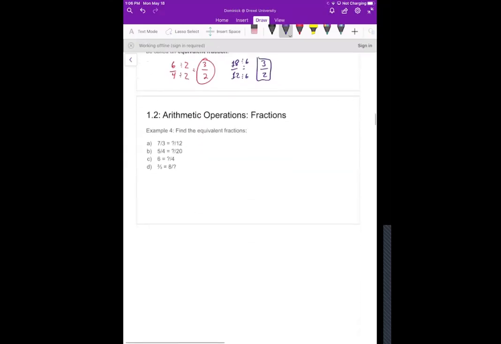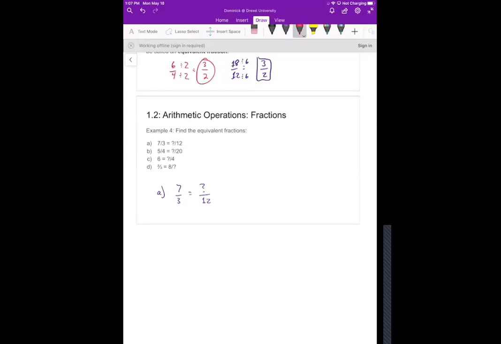So let's find some equivalent fractions. In part A, we're saying that 7 over 3 is equivalent to something over 12. Now one way that you can find this is that you could cross multiply. But I want to avoid that because I really want to stress the idea of this equivalent fraction thing.